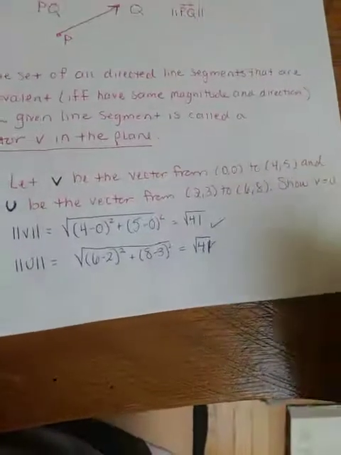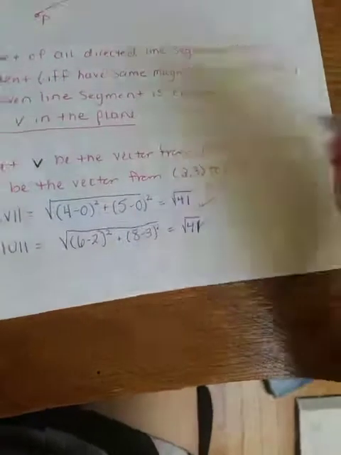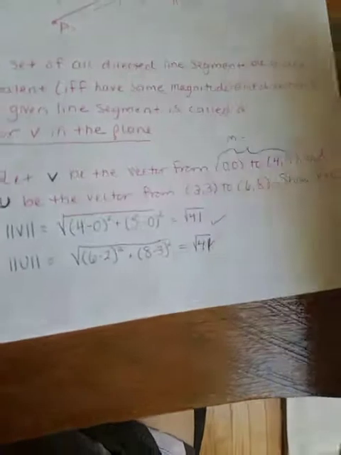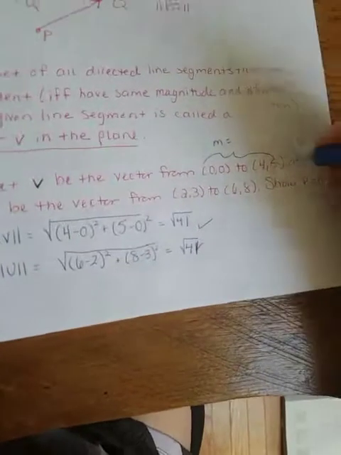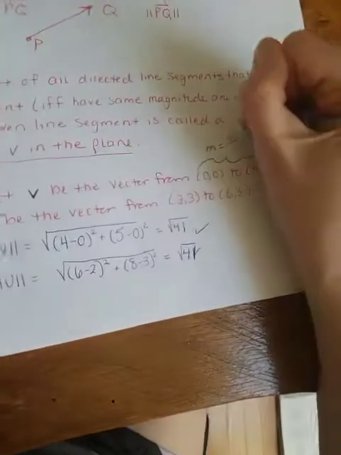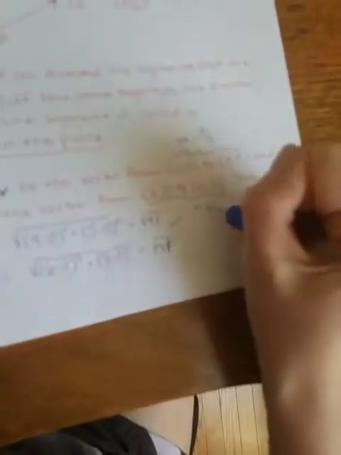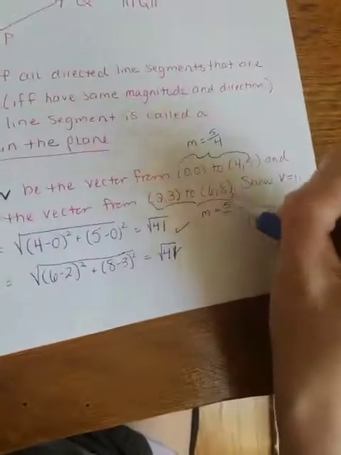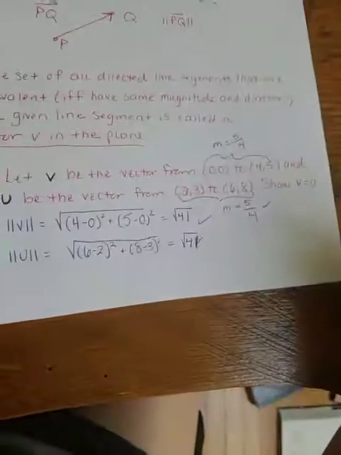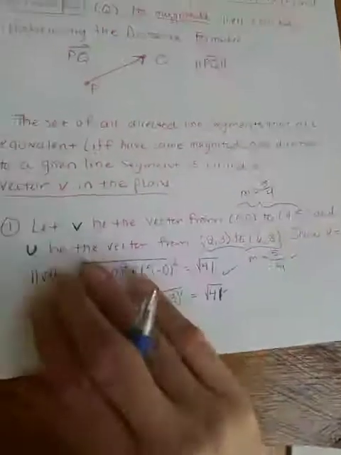Now I need to show that the directions are the same. And when we're talking about directions, that's really talking about slope. So the slope between these two points would be 5 minus 0 over 4 minus 0, so that would be 5/4. And then here I'd be doing 8 minus 3 is 5, 6 minus 2 is 4. So the directions are the same as well. So they are equal. There you go.